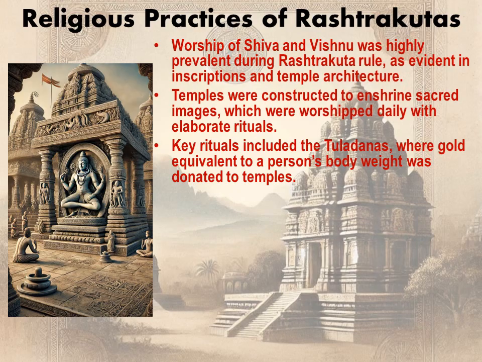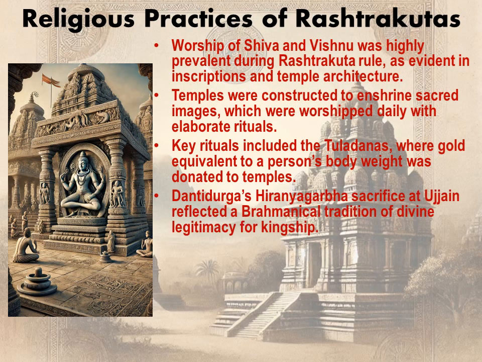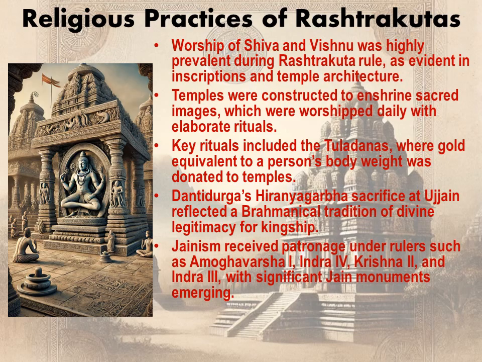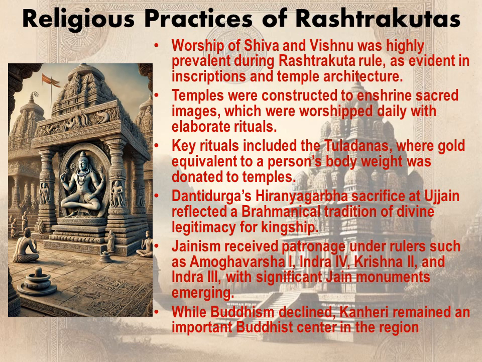Key rituals included the Tuladanas, where gold equivalent to a person's body weight was donated to the temples. Danti Durga's Hiranyagarbha sacrifice at Ujjain reflected a Brahmanical tradition of divine legitimacy for kingship. Jainism received patronage under rulers such as Amogha, Indra IV, Krishna II, Indra III, with significant Jain monuments emerging. While Buddhism declined, Kanheri remained an important Buddhist center in the region.